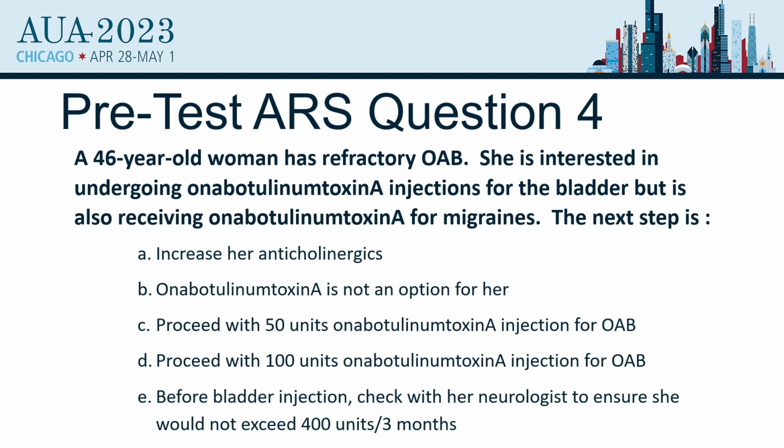A 46-year-old woman has refractory OAB, and to comment on that, when you have the continuous stimulation or the implantable intermittent stimulation, that might change. I think that's one of those reasons why it might be a game changer.